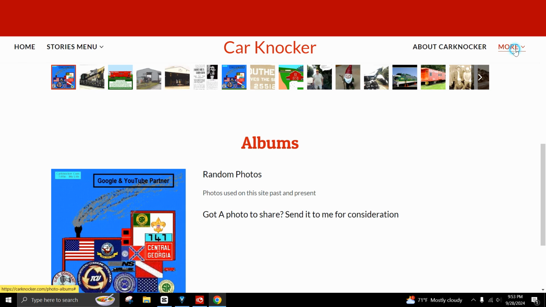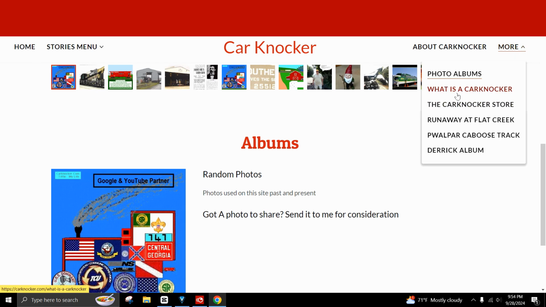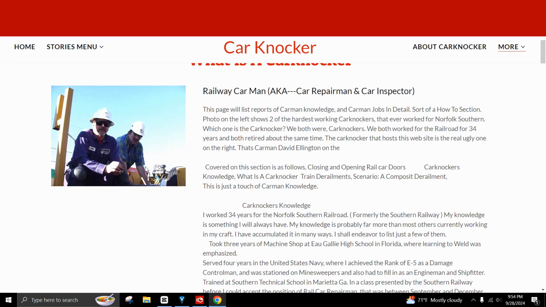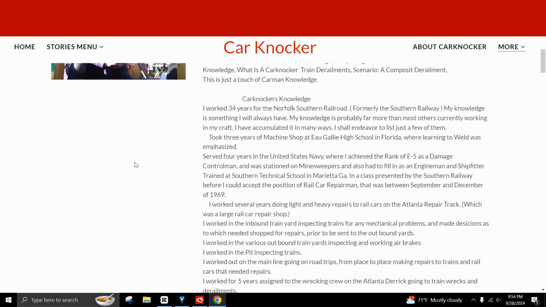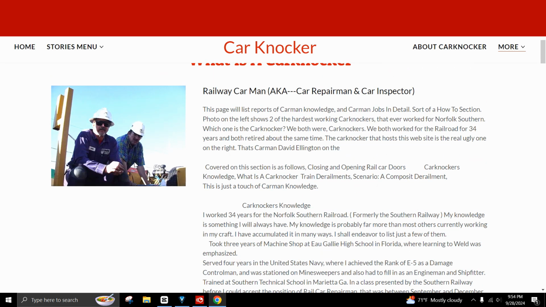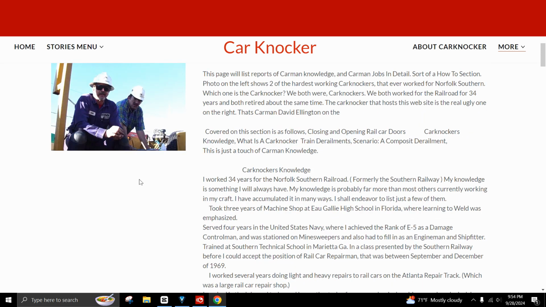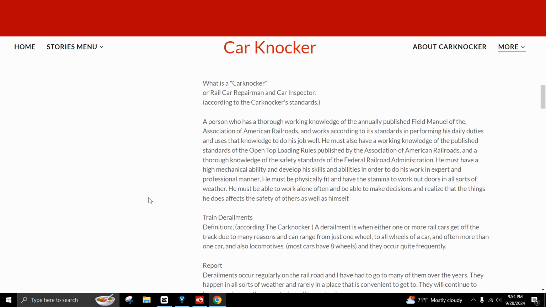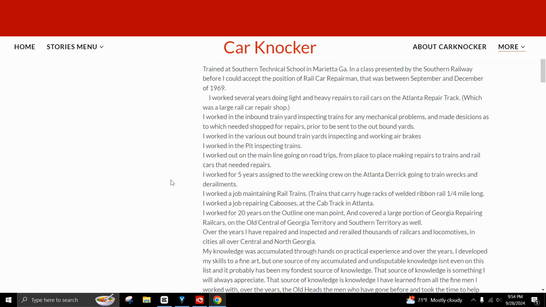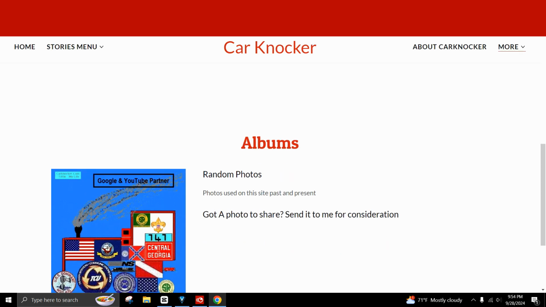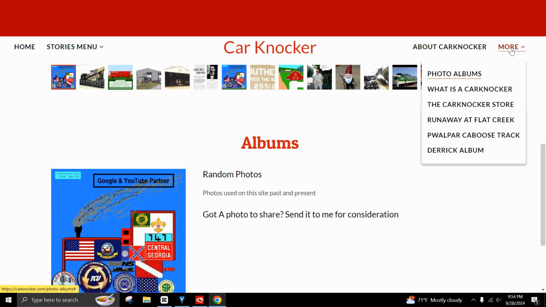What else was we looking at over here? What is a car knocker? Me and David Ellington. Picture I stuck up there. Anyway, David's no longer with us, but I worked with him for years. You might find that story interesting. What else would be here you want to see?